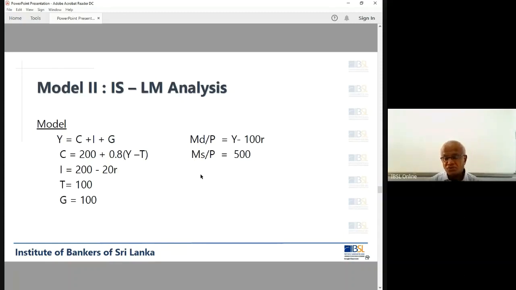The IS curve, where you have to keep substituting. Y equals C plus I plus G. That is the opening initial formula. Then you substitute C, substitute I, substitute T, substitute G, and derive the relationship between Y and R, the IS curve. Using the demand for money market, again you can derive the relationship between Y and R.